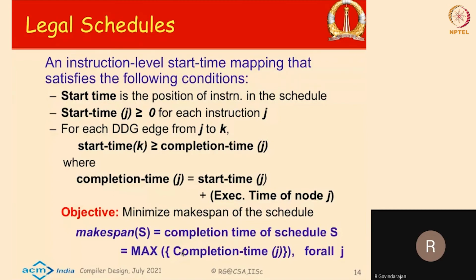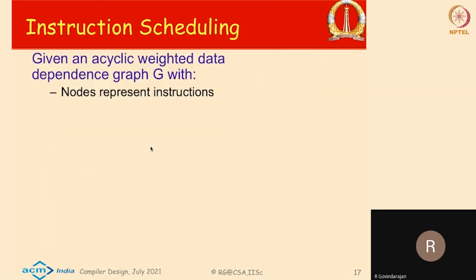If the function unit is fully pipelined, then the other instruction can start in the next cycle but not in the same cycle. But if the function unit is not pipelined, then the other instruction can only start after the first instruction has completed its execution. So this information is captured in the form of resource constraints. Whenever you talk about a legal schedule, it must satisfy all the dependence constraints, plus all the resource constraints, that there are enough resources for executing these operations.